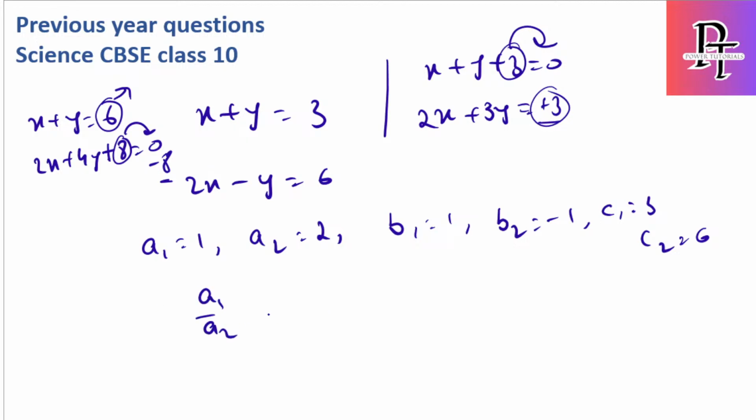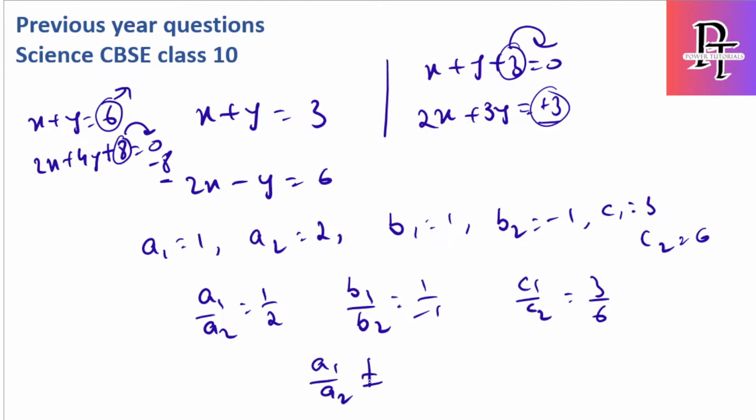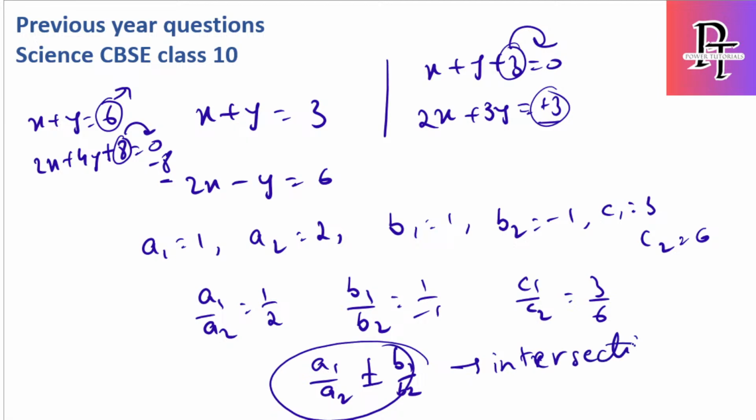a1 by a2 I need to find, b1 by b2 I need to find, and c1 by c2 also I need to find. a1 by a2 is 1 by 2, b1 by b2 is 1 by minus 1, c1 by c2 is 3 by 6. If you check these two, here itself I can say that a1 by a2 is not equal to b1 by b2. If a1 by a2 is not equal to b1 by b2, simple, these are intersecting lines. Intersecting lines are also consistent.